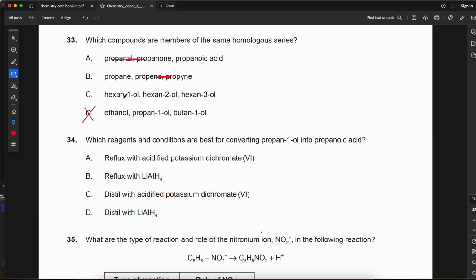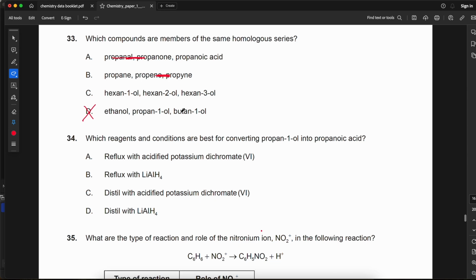Why? Because C doesn't represent a homologous series, because although they all have the OH functional group, alcohol, they do not differ by a repeating unit of CH2, only the position of OH: 1 OH, 2 OH, and 3 OH. But for D it is repeating CH2. So adding CH2 becomes propanol, adding CH2 becomes butanol, and they all contain the hydroxyl group. That's why the answer is D. So a homologous series is a repeated unit of CH2, not position. Position is isomers.